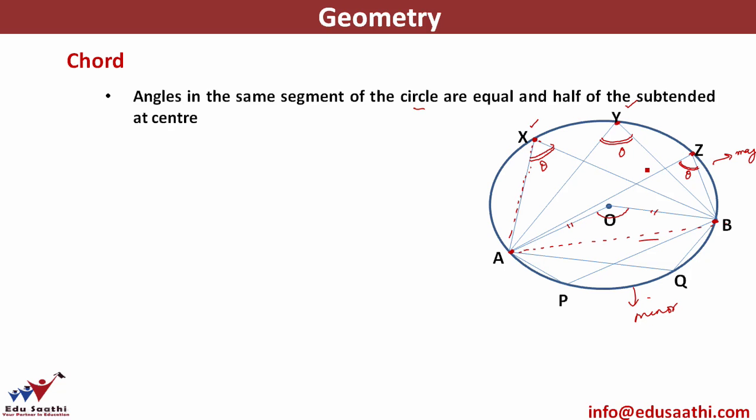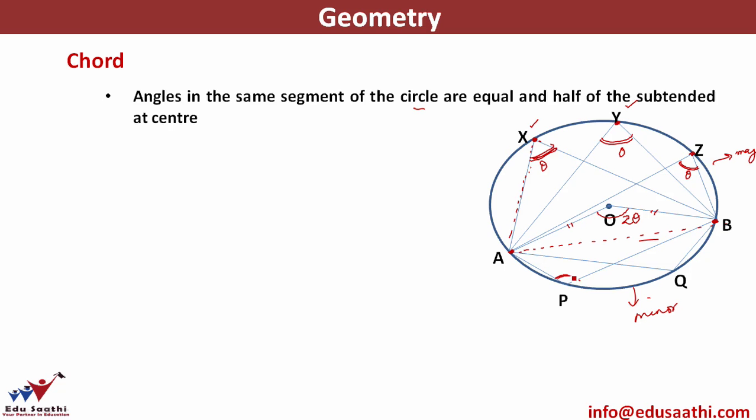And the angle which is subtended at the circumference would be half the angle subtended at the center. So this AB would be subtending an angle of 2 theta at the center and would be subtending an angle of theta at the circumference.